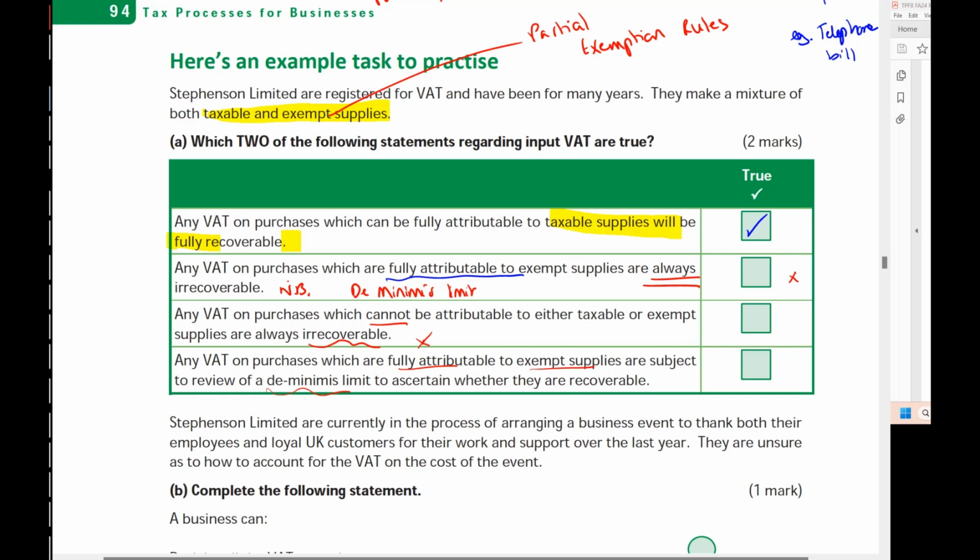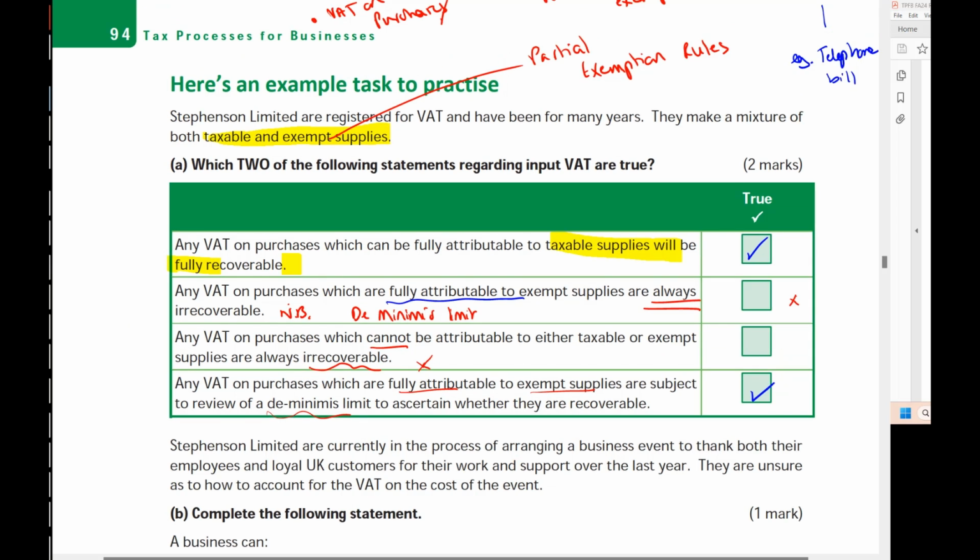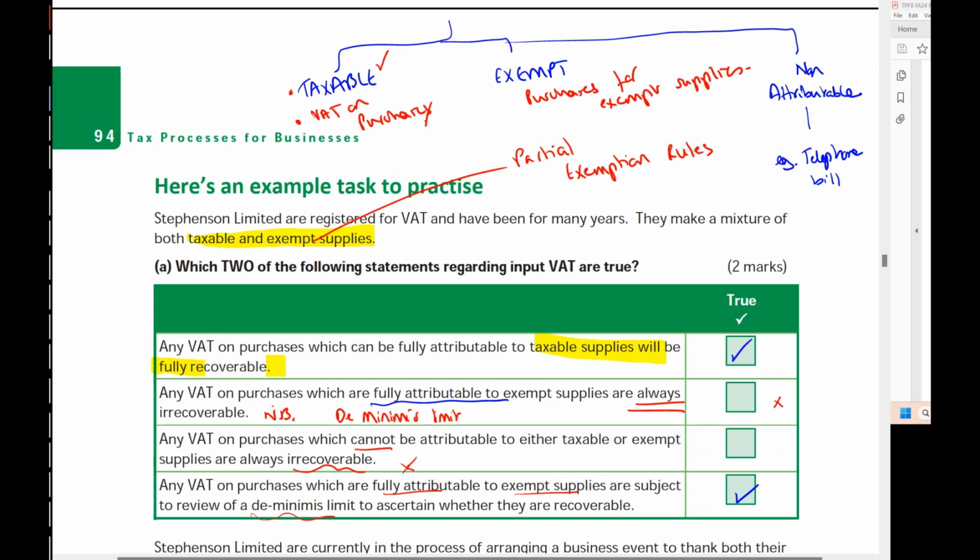Now, we're definitely talking now, because that's exactly what we do. We reclaim the VAT on everything that relates to taxable supplies. We look at the VAT that relates to exempt supplies, and generally we wouldn't reclaim it, but if it is below the de minimis, we can reclaim it anyway. And then the ones that are non-attributable, I have to split those by proportion.